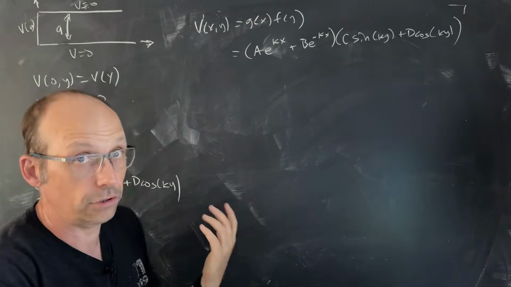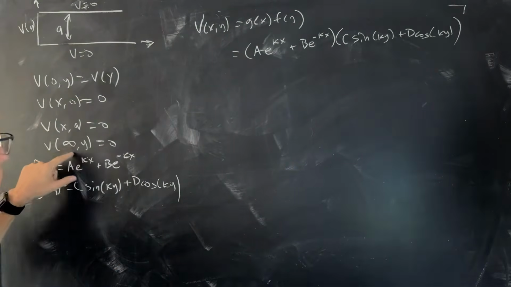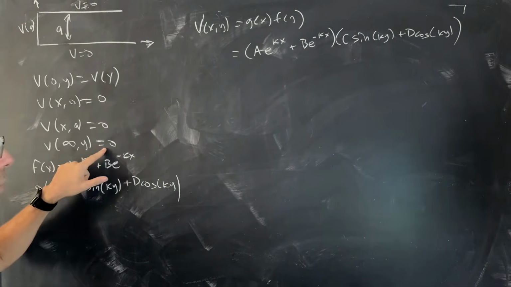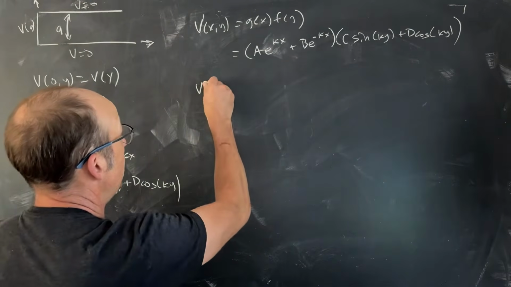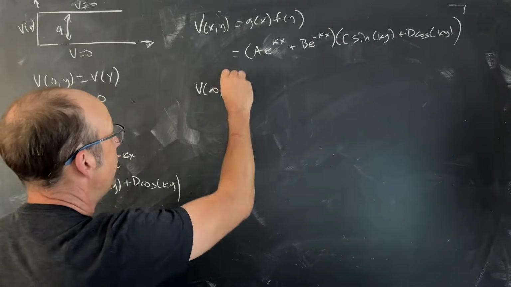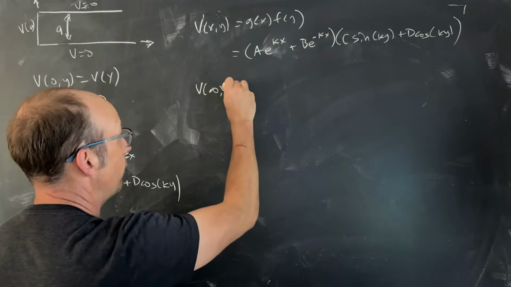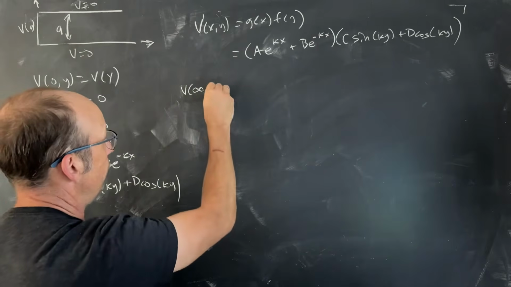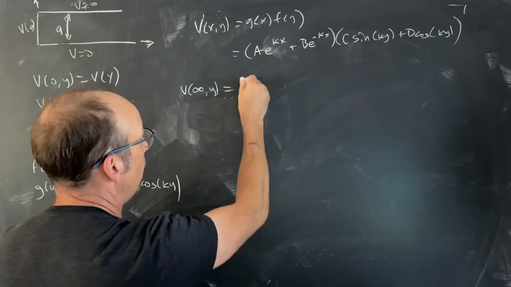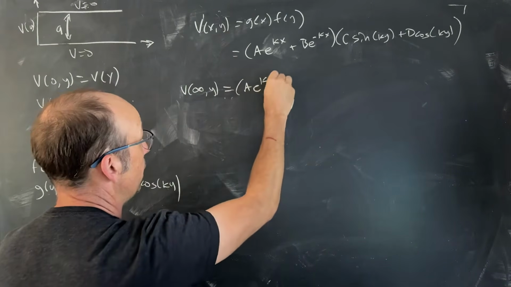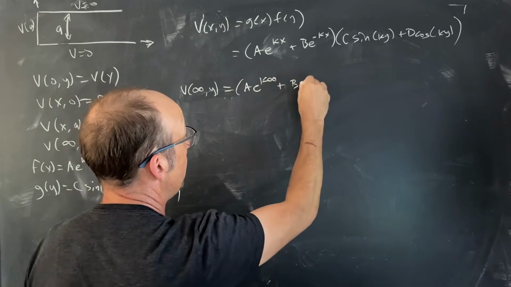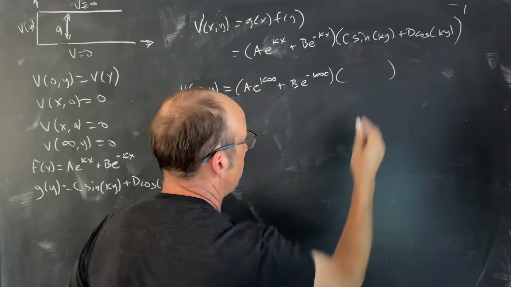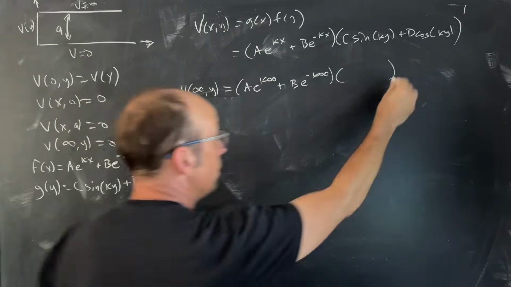So let's just go ahead and start off with the boundary conditions. Let's start with this one right here. I know that when x goes to infinity, the potential goes to 0. So let's put v of infinity, y. And this is not for math people. They're going to have a fit, right? But we're not math people. We use math. So that's fine. We can write that. So it's going to be a e to the k infinity plus b e to the negative k infinity times that stuff that doesn't depend on x. And I want this to be equal to 0.